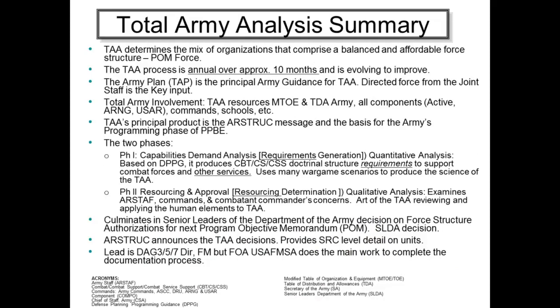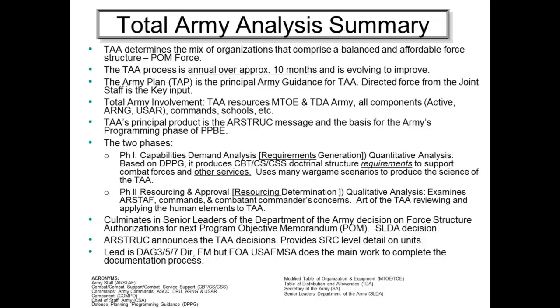All right, so for the summary of the TAA class, we looked at the TAA, which determines the best mix of organizations for a balanced, affordable force that results in the POM force, which we go and ask Congress to fund. It is a 10-month process. It's evolving and improving, but it is every year a 10-month process. The Army Plan is the principal guidance for TAA. The directed force from the Joint Staff is a key input. Total Army involvement, so everybody's involved in this process.